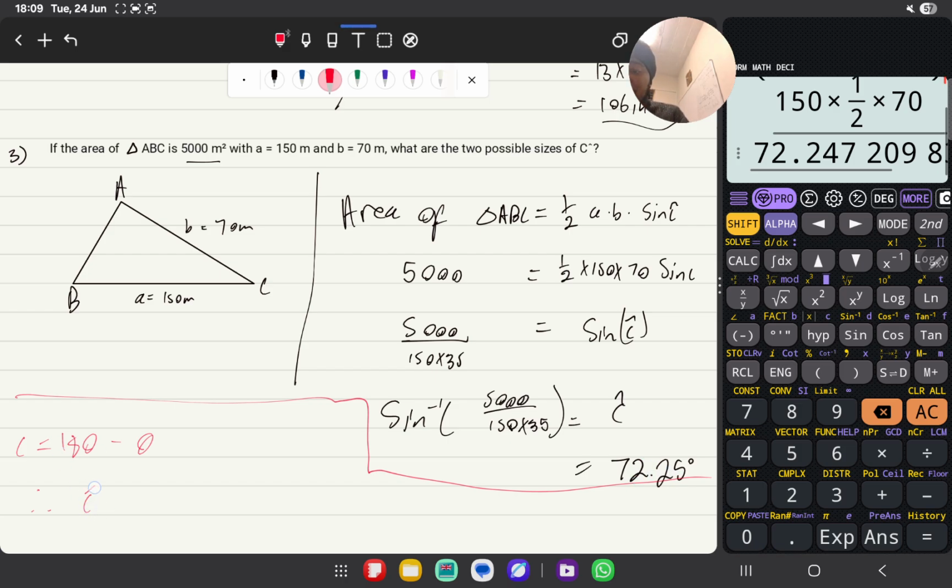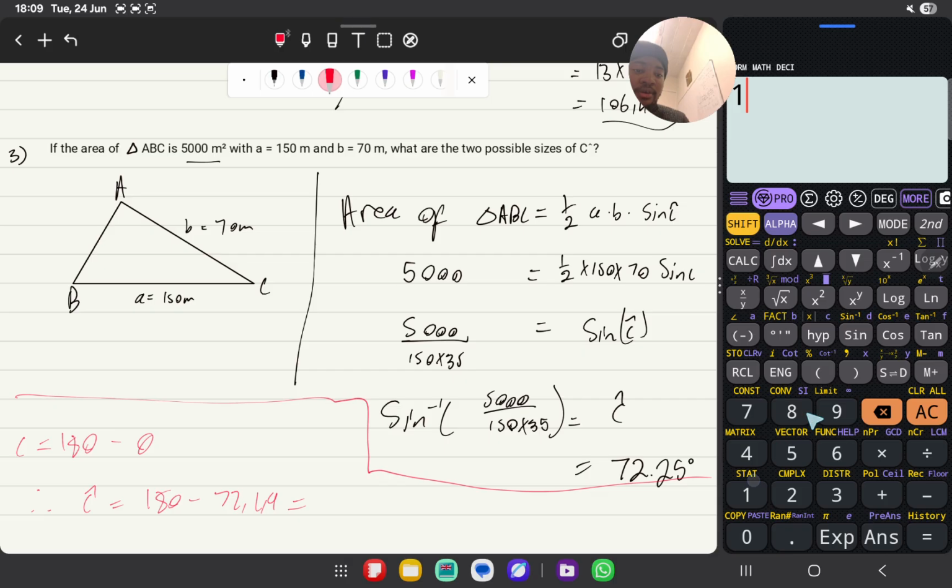So we could say another angle for C will be 180 minus 72.25. Oh, the 49 was for that previous example. So 180 minus 72.25, yes, we have 107.75 degrees, right?